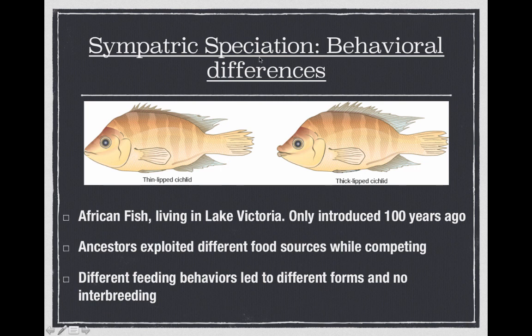and they don't interbreed because even though they're in the same place, some of them, I believe, feed at the top and some of them feed at the bottom of the lake. And since they're not interacting with one another because of their feeding habits, they are spreading into two different species.